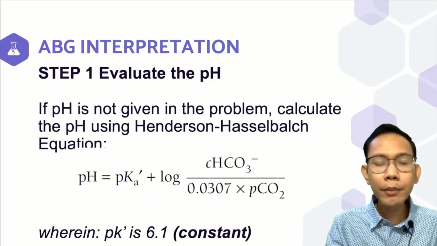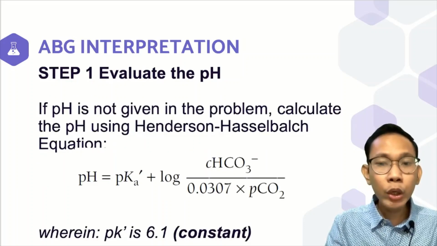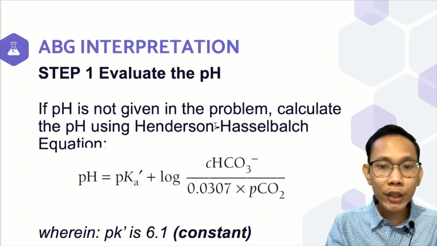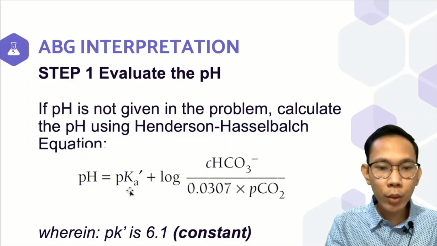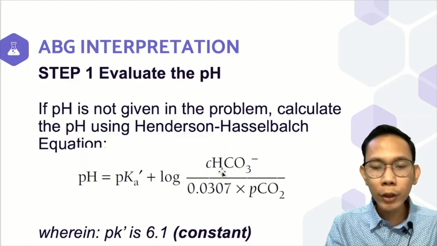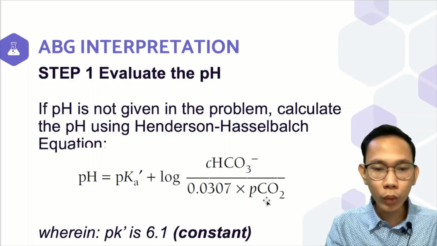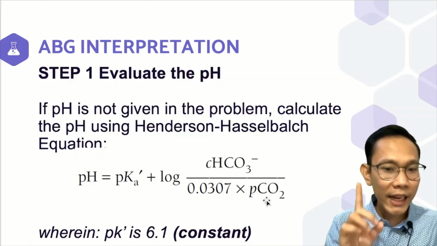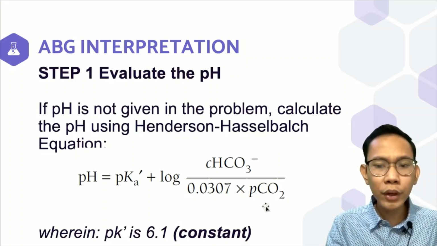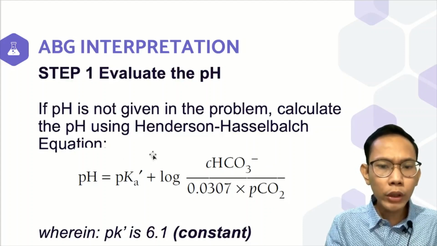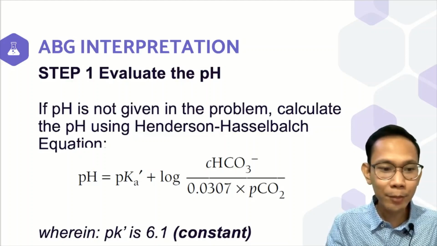If ever hindi given yung pH, then we could calculate our pH using your Henderson-Hasselbalch equation. So, ang formula natin, pH is equal to pK plus your logarithm of the concentration of your bicarbonate over 0.0307 times PCO2. So, ang kakailanganin lang natin is the value of your bicarbonate and the value of your PCO2. We all know that the pK is constant, which is 6.1.